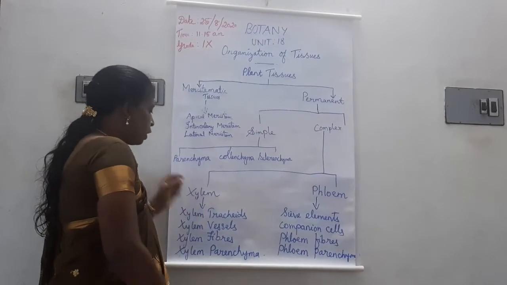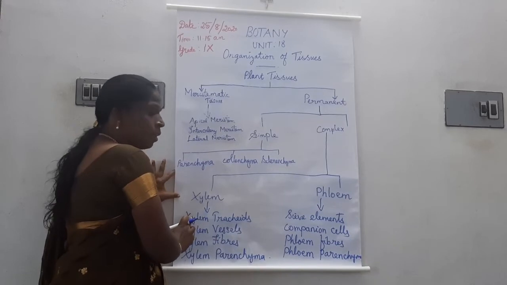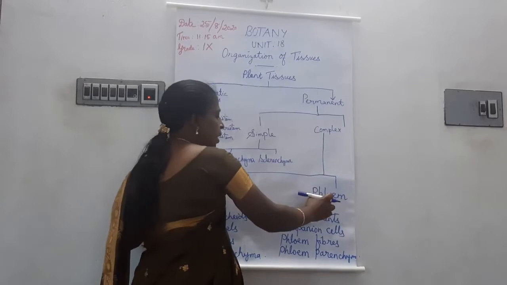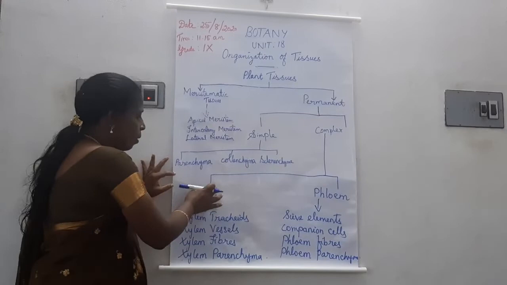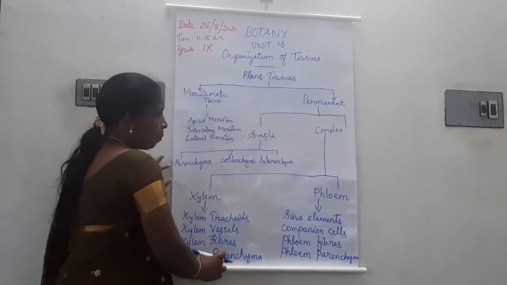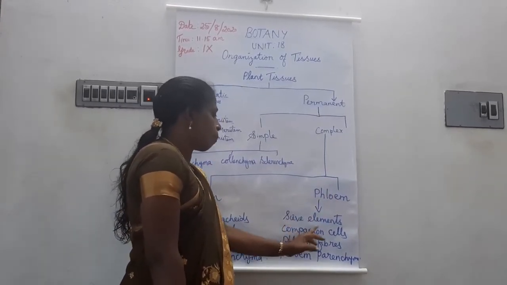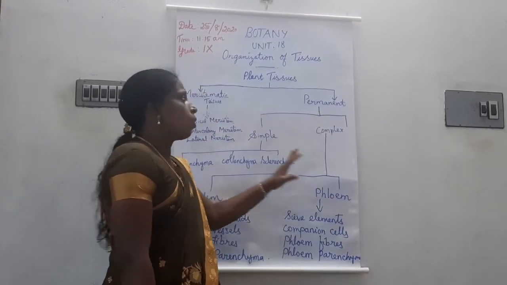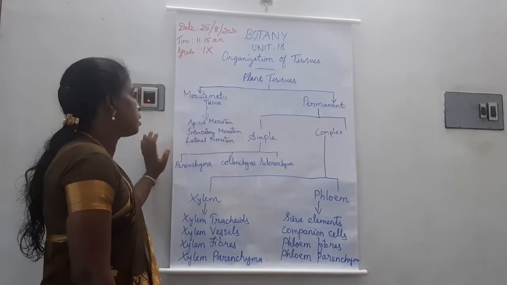And the conductive elements: in xylem, the conductive tissues are xylem tracheids and xylem vessels. In phloem, the conductive tissue is only the sieve element. Third one is the components. The components present in the xylem are xylem tracheids, xylem vessels, xylem fibers and xylem parenchyma, and the components present in the phloem are sieve elements, companion cells, phloem fibers and phloem parenchyma. So now we have learned about the types of plant tissues and all their characteristic features.